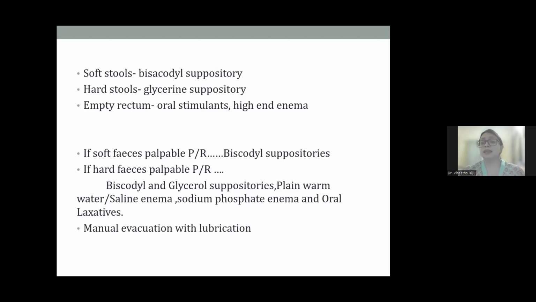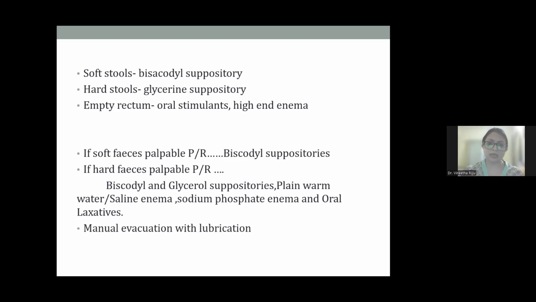High-end enemas can be used if there is ballooning of the rectum. You do a digital evacuation and you see that the rectum appears ballooned. This is because the obstruction is at a higher level. So then you give oral stimulants and you give a high-end enema.